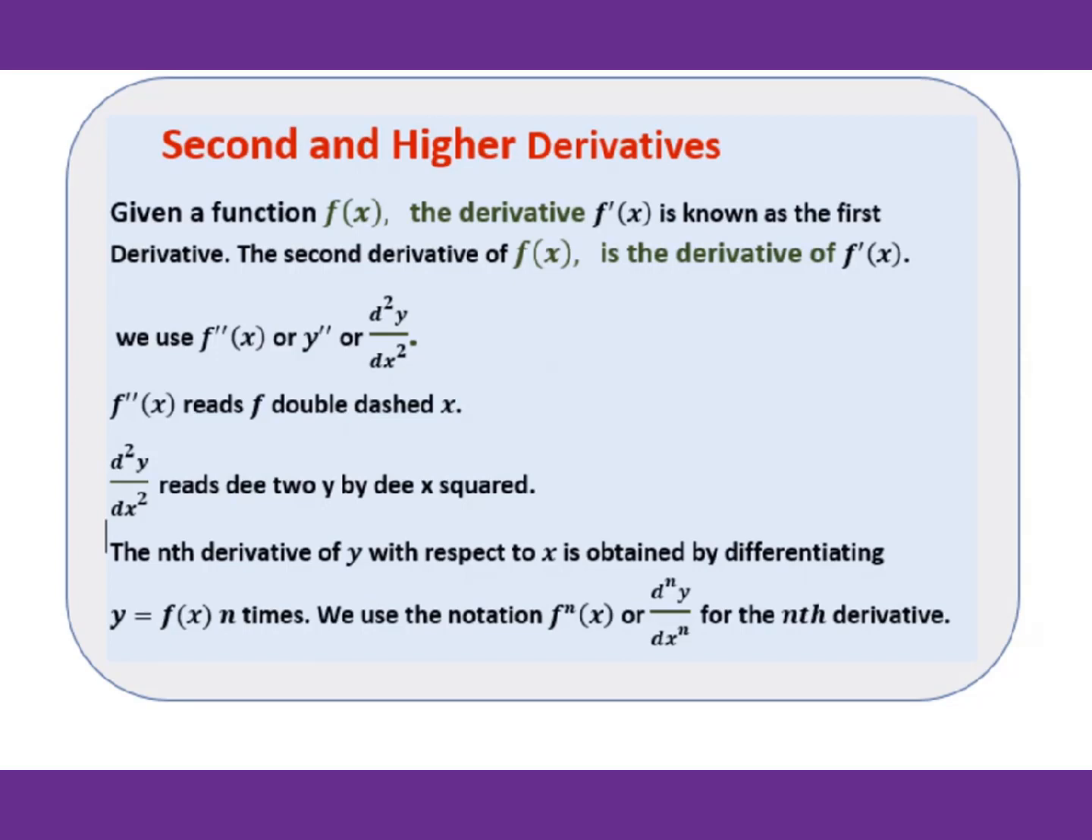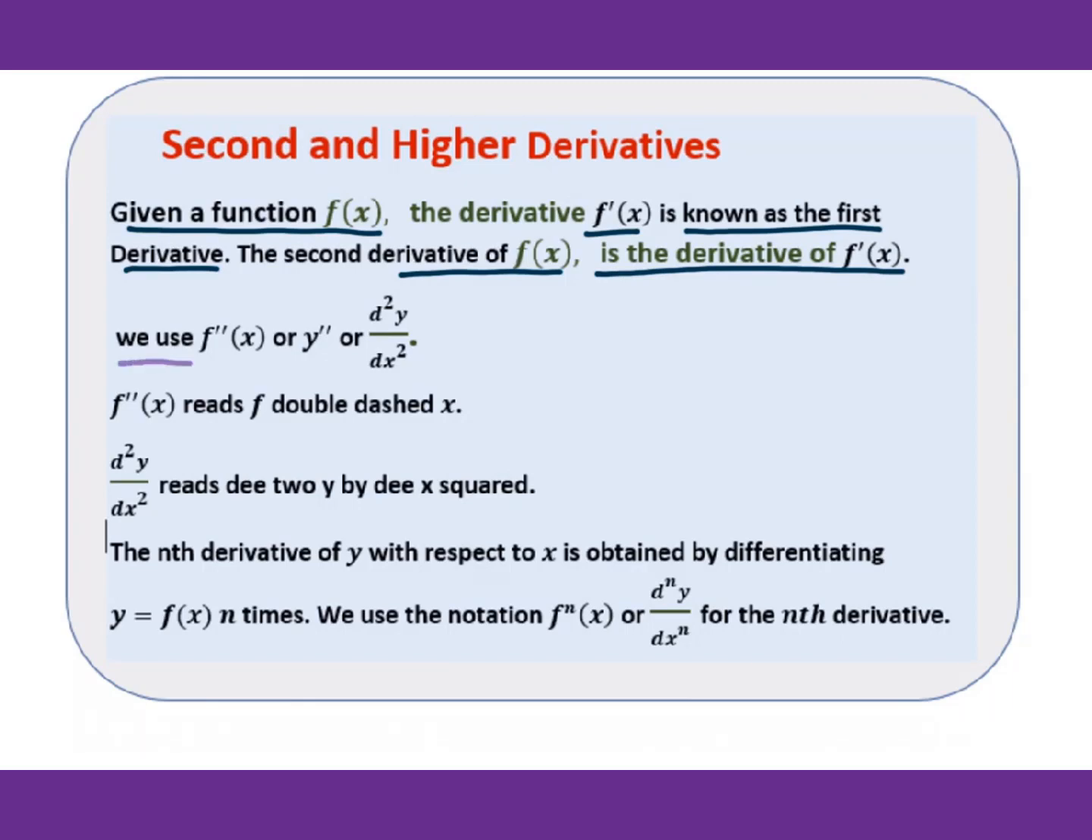Today's lesson is about the second derivative and its graphs. First of all, let's talk about the second and higher derivatives. Given a function f of x, the derivative f prime of x, or f dashed x, is known as the first derivative. The second derivative of f of x is the derivative of the first derivative of f of x.